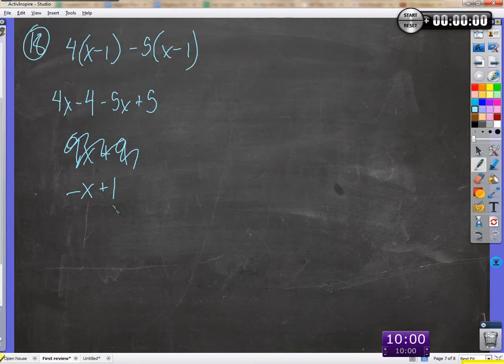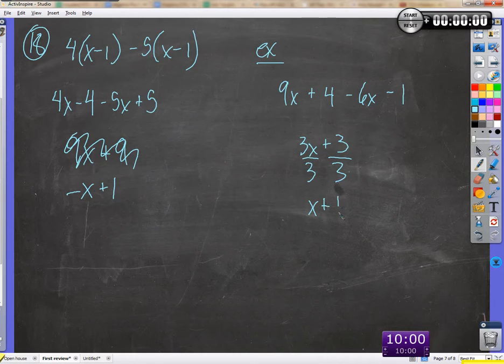Let's just make this up as an example. Say 9x plus 4 minus 6x minus 1. We go to simplify this. Well, 9x minus 6x, get 3x. Plus 4 minus 1, well, that's just 3. And then people divide by 3. You get x plus 1. Okay. Anybody attempt to divide by 3 when you get here? Nobody? Well, some people are. I've seen it.